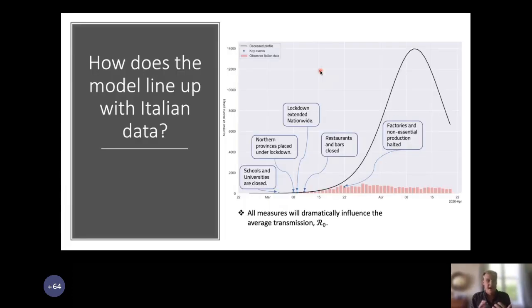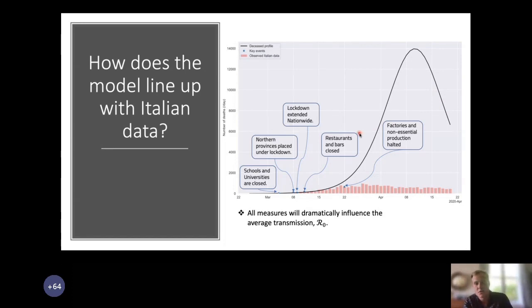Okay, how does the model line up with the Italian data? And not very well so far, obviously. So we can see that if the dynamics were to play out with an R number of 3.5, then you can see that actually the peak would have happened like a week and a half ago, and it would have been carnage, maybe up to 14,000 deaths a day.